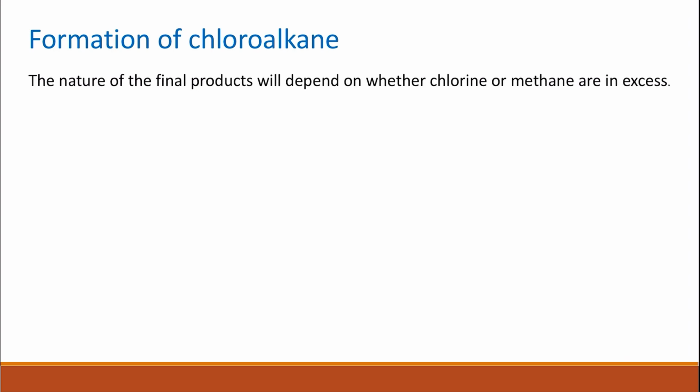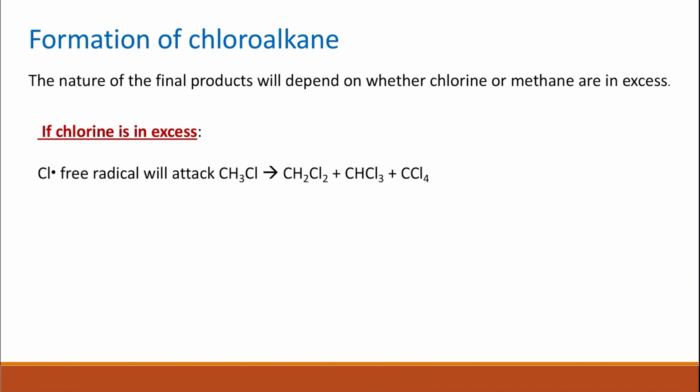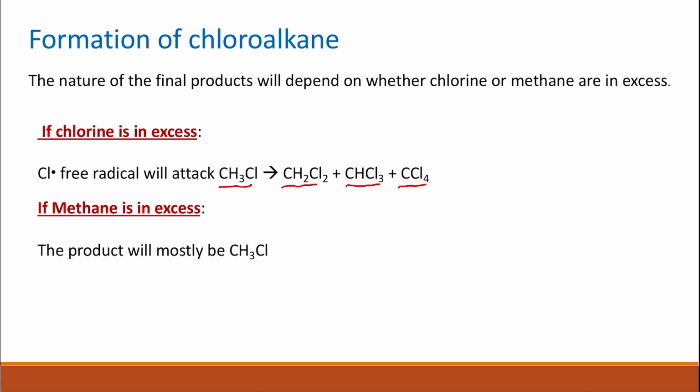The nature of the final products for the free radical chlorination of methane will depend on whether the chlorine or the methane is in excess. So if the chlorine is in excess, the chlorine free radical will attack the methyl chloride that has been formed and will give us different halogenated alkanes. So we'll get dichloromethane, trichloromethane, and tetrachloromethane. But if methane is in excess, then the product will mostly be chloromethane.